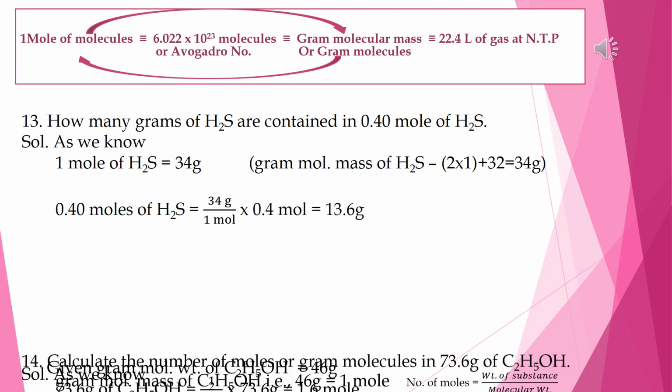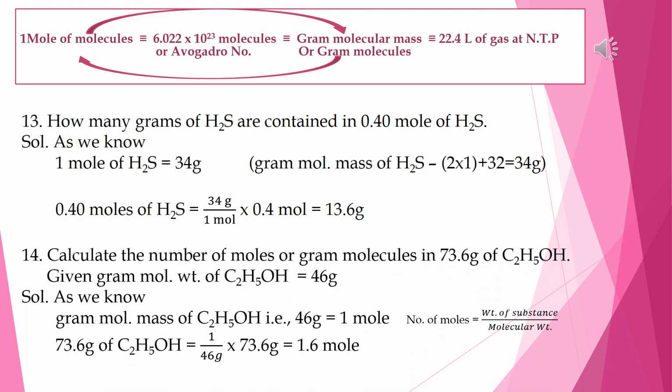In 14th numerical, we have to find out the number of moles, or we can say gram molecules, one and the same thing. Calculate the number of moles or gram molecules in 73.6 gram of ethyl alcohol. The formula of ethyl alcohol is C2H5OH. Given the gram molecular weight of ethyl alcohol is 46 gram.